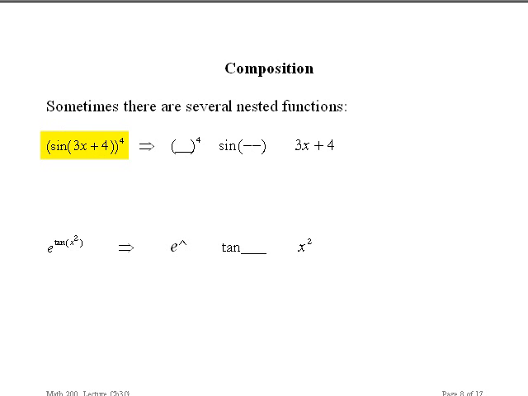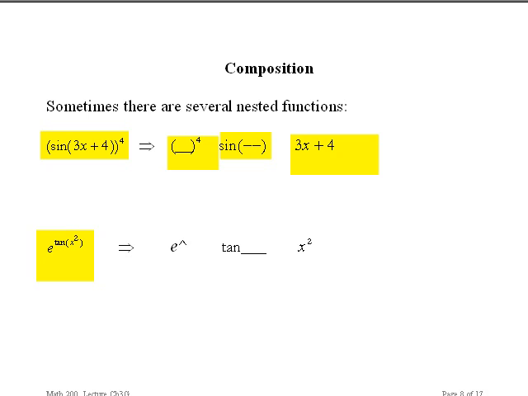I'm going to have the sine of 3x plus 4 raised to the 4th power. The most outside function would be x to the 4th. Then the first inside function would be the sine, and that would be an outside function for 3x plus 4. So here you would have f composed with g composed with h. The outside function would be x to the 4th, composed with the sine of x, composed with 3x plus 4.